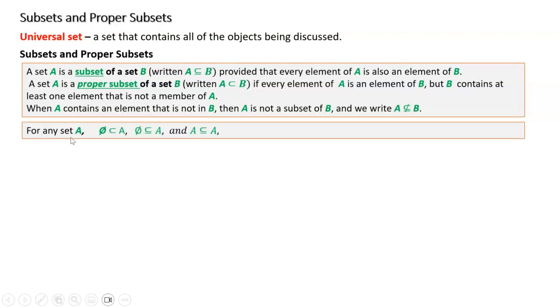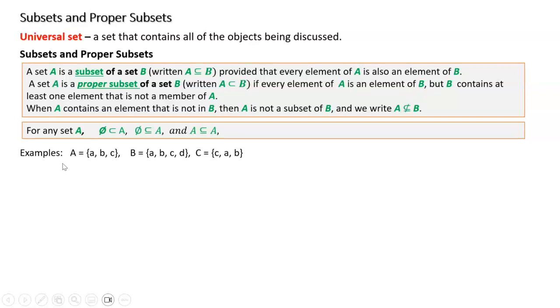Okay, now these are more definitions. For any set A, the empty set is a proper subset of A, and also the empty set is a subset of A, and A is a subset of itself. A is a subset of itself. Okay, and right now I will show some examples of everything that I've discussed here for the definitions on this slide.